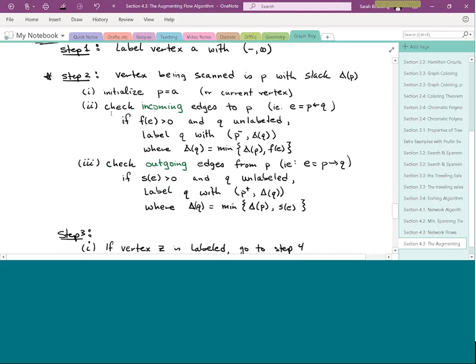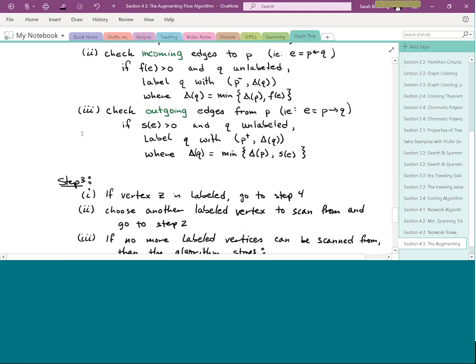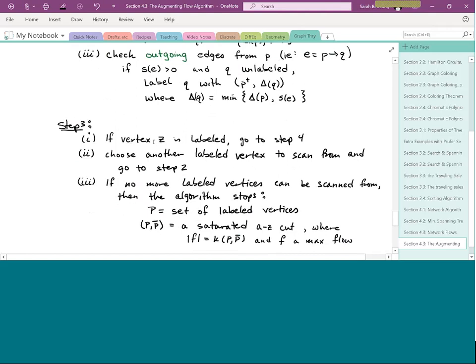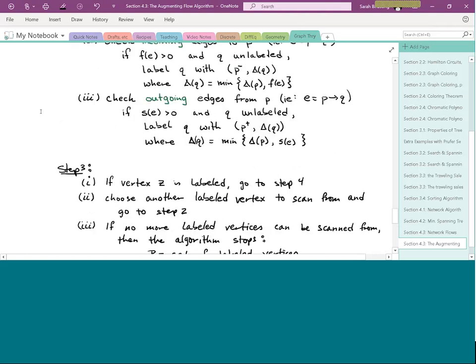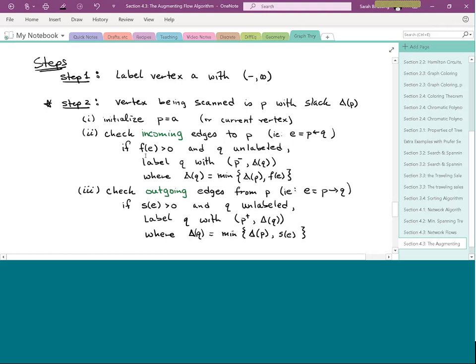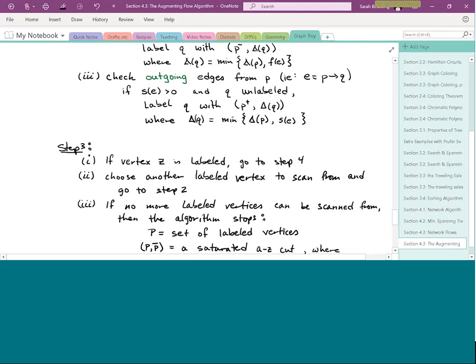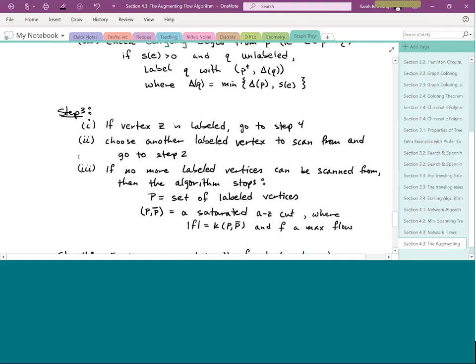Now, when we jump down to step 3, that's after you deal with step 2 at whatever edge you're scanning from, so scanning from vertex P. After you do step 2 once, you check to see if vertex Z is labeled, the sink, the place you're trying to get to. If it is, we're going to terminate and go to step 4 as the termination step. If, however, you still have unlabeled vertices in your graph, you're going to choose another labeled vertex to scan from, and we go back to step 2. Like in pseudocode, this would be your go-to step.